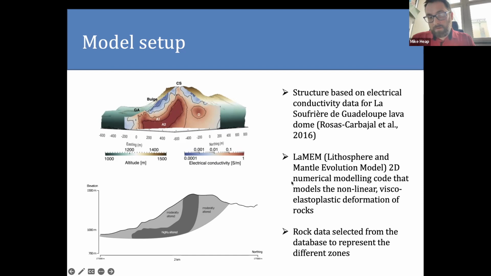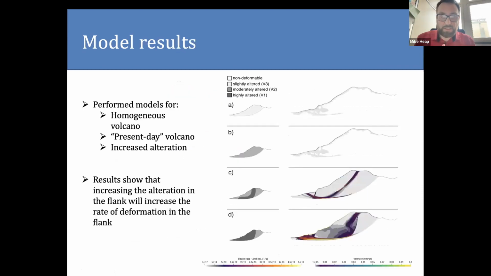This is from one of our previous publications, and then we made a 2D section of the volcano where we assigned different intensities of alteration based on the data that we had from the electrical resistivity. We used an open source software, LaMEM, to do the modeling, and you can find out about that in the publications. I don't have time to talk about it just now. Rock data was selected from the experiments to populate the zones in the volcano so we can run our simulation.